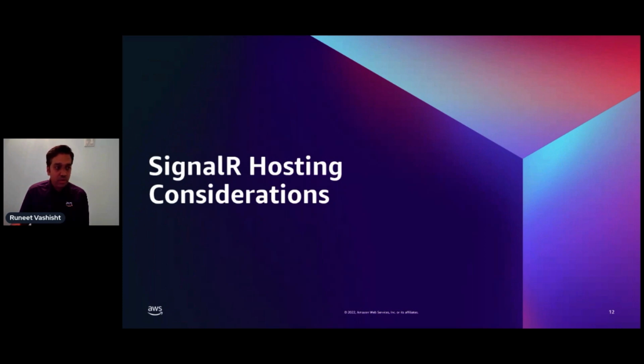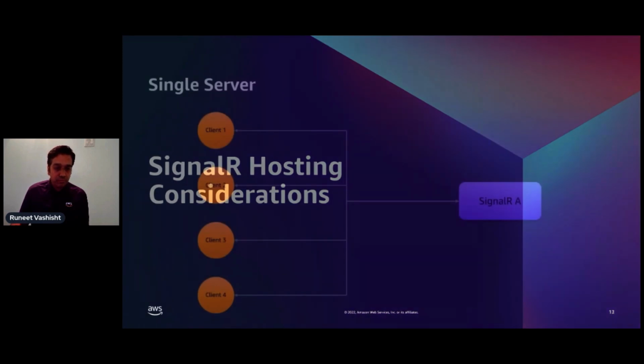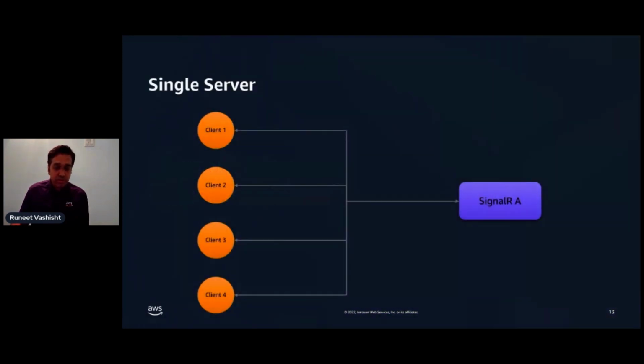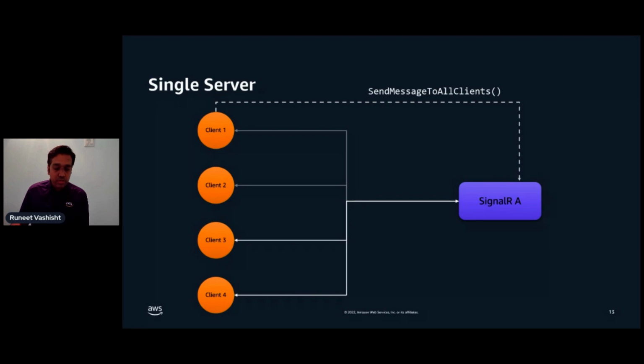Now, let's look at the things you have to keep in mind when you're thinking about hosting an application using SignalR. Let's look at a reference diagram to understand the flow of SignalR communication. This is a SignalR social chat application running on server A. 4 clients are connected to the server. Now, client 1 sends a group message for all other clients. The SignalR server uses WebSockets to deliver the message to all the clients.